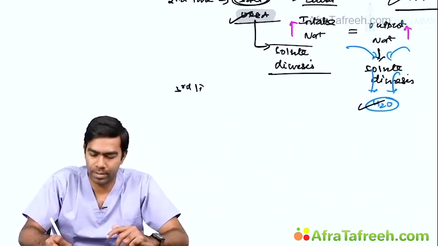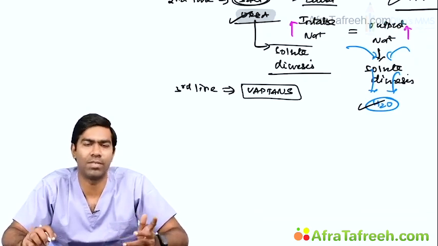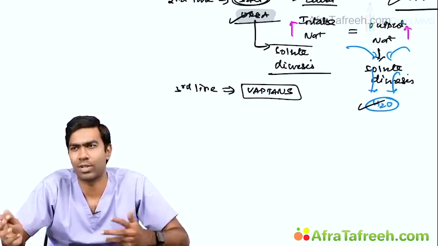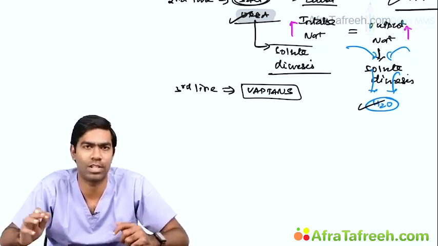Then third line treatment. Third line treatment, generally we prefer Vaptans. Vaptans are straightforward. They are ADH antagonists. They prevent the ADH action on V2 receptors, which is important for the ADH-mediated antidiuretic action. So here, with excessive ADH, you can block that action by giving Vaptans. Tolvaptan or Conivaptan. Beware of liver toxicity, especially from Tolvaptan.